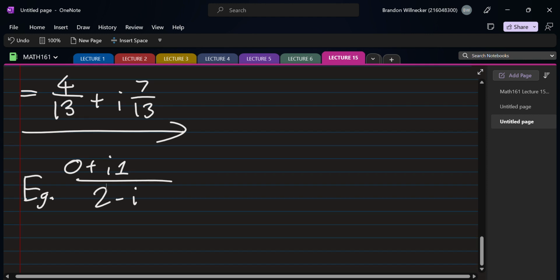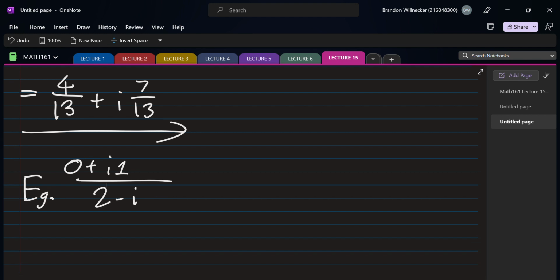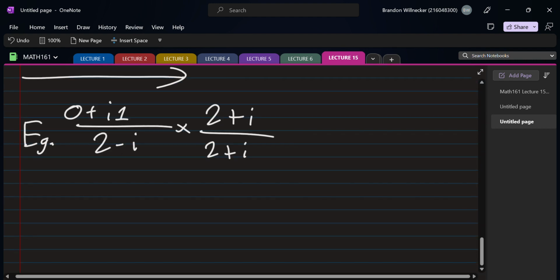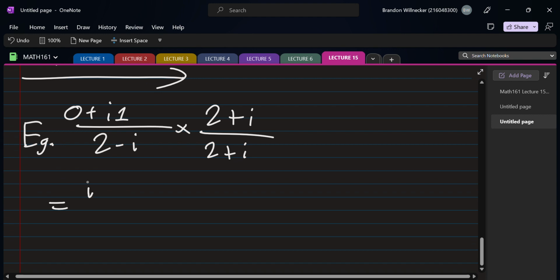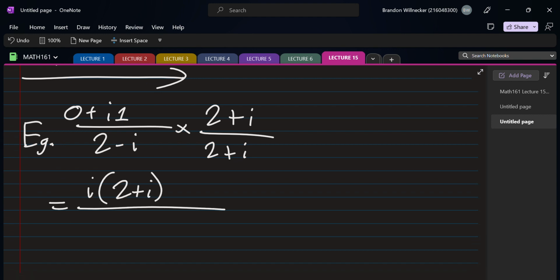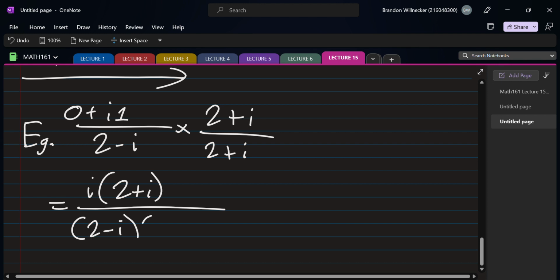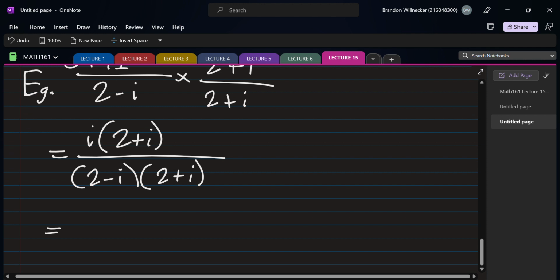Okay, so how do we do the division? We need to multiply the top and the bottom by the conjugate of the bottom part. So multiply by 2 plus i, because we are replacing i with minus i. So 2 minus i becomes 2 plus i. That's at the top and at the bottom. So here we have i times 2 plus i divided by 2 minus i, 2 plus i.